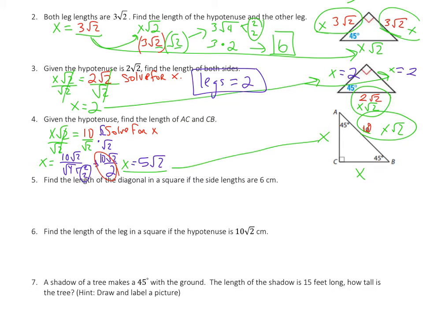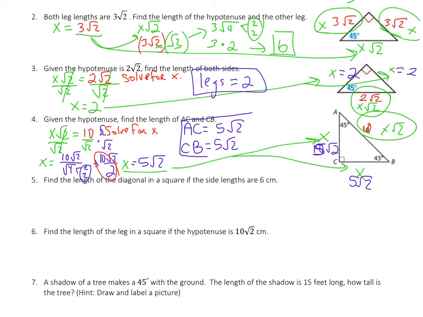And if we take that and put it back into any of the green x's, that will tell us those lengths. That means the legs are 5 square root 2 and 5 square root 2. To answer the two questions, the length of AC would be 5 square root 2. The length of CB would also be 5 square root 2.